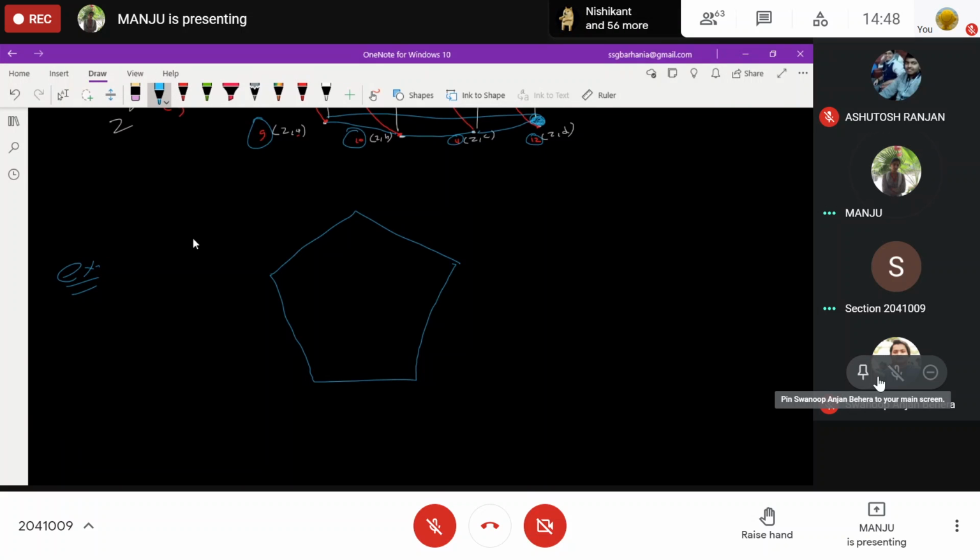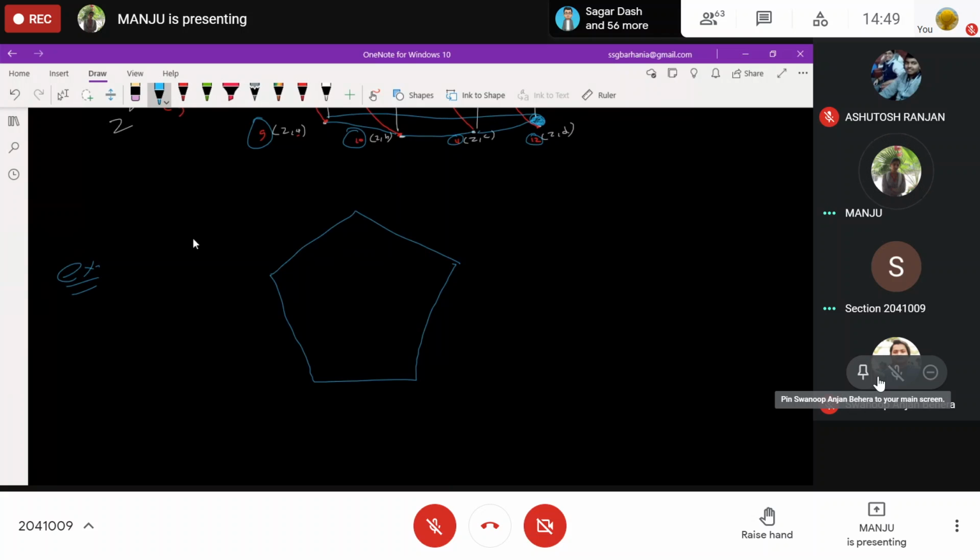By labeling vertices of the graph using the minimum number of colors such that the end vertices of every edge are of distinct color, that minimum number is called the chromatic number. I repeat, by labeling vertices of the graph G using the minimum number of colors such that the end vertices of every edge are of distinct color, that minimum number is called the chromatic number.